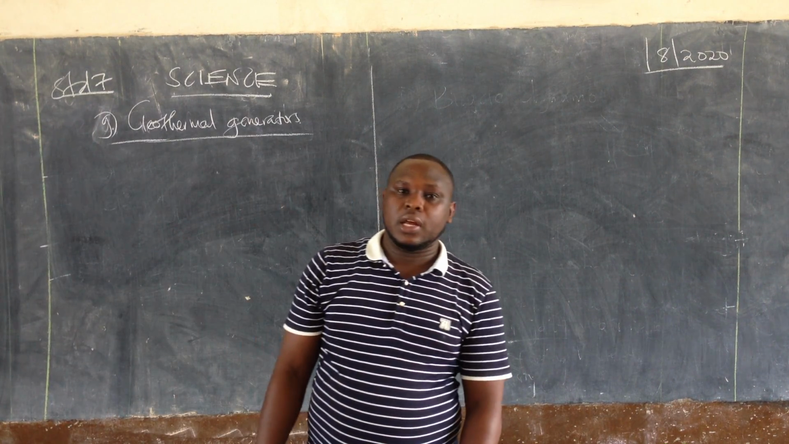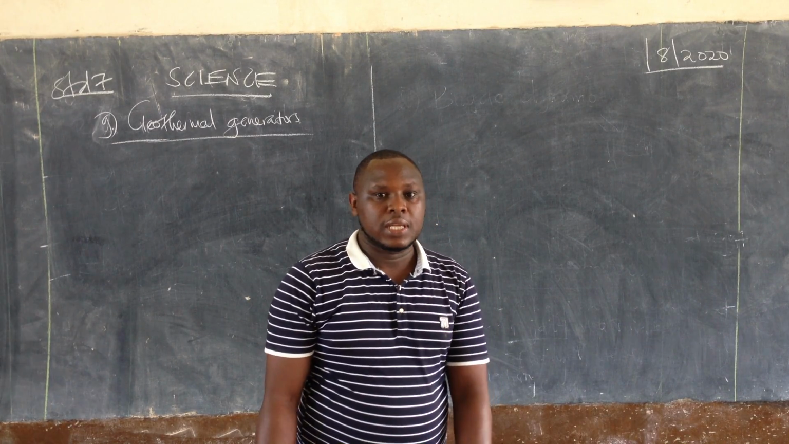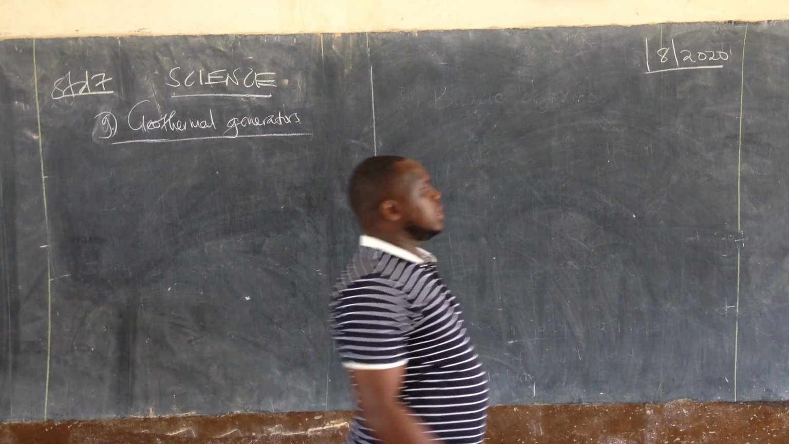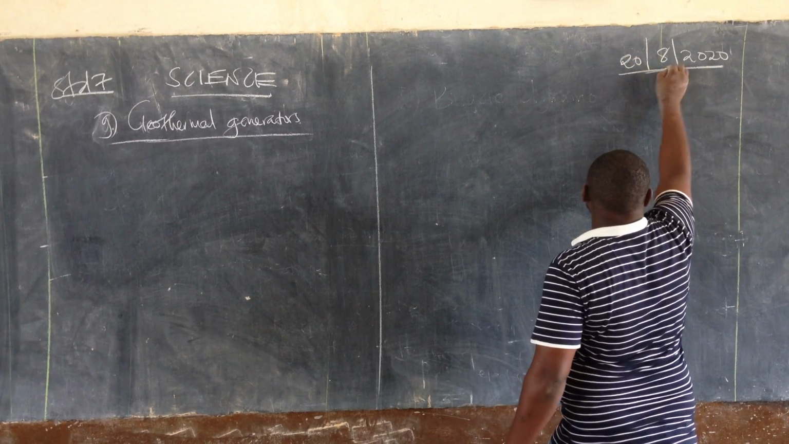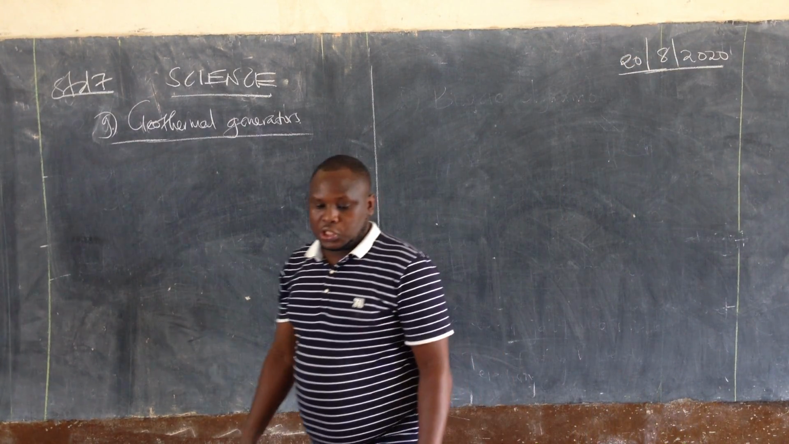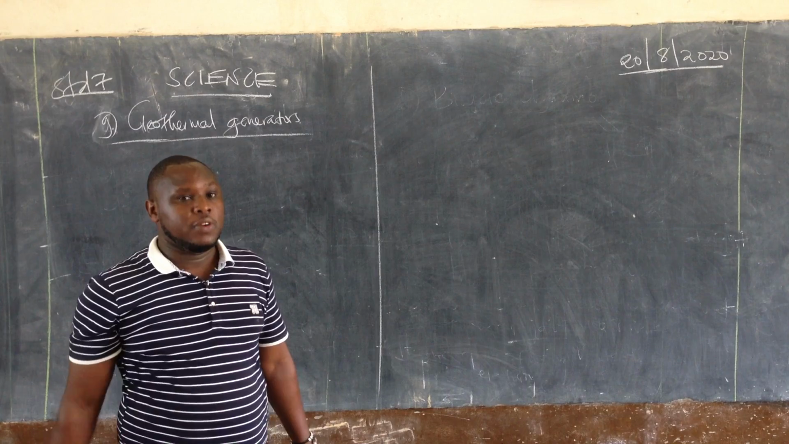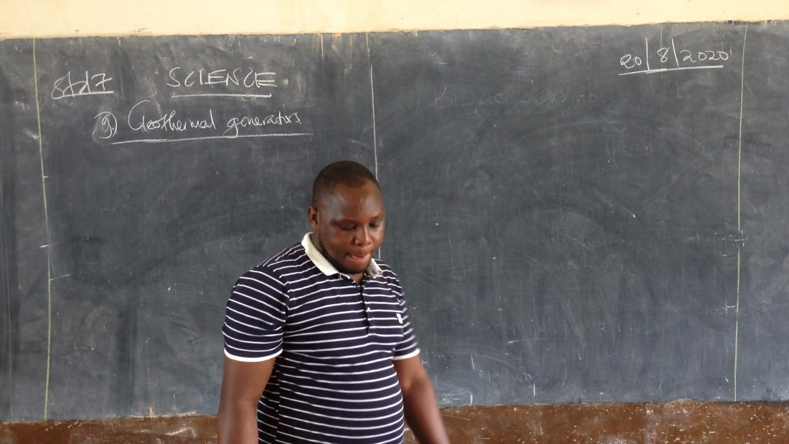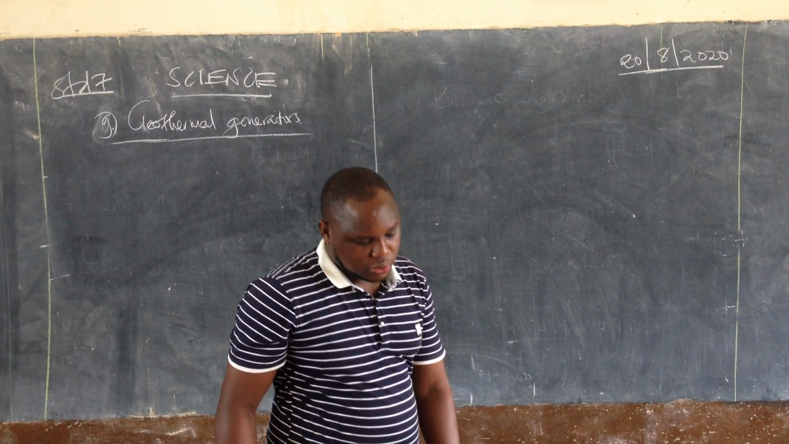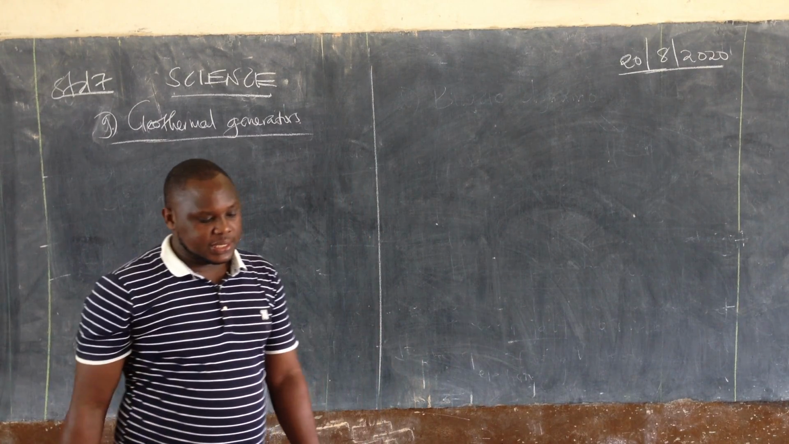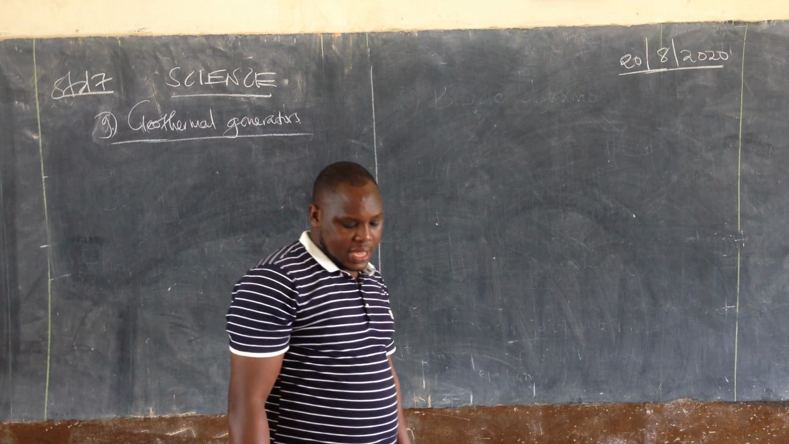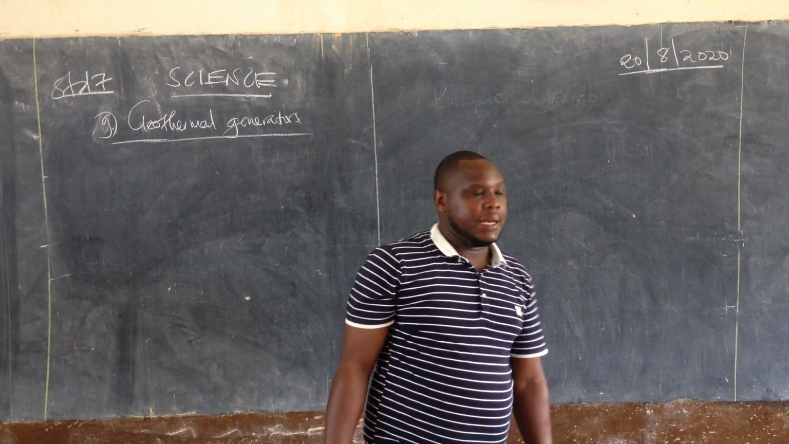So good morning learners and welcome to today's science lesson, the 20th of August. Now we're going to continue with the remaining three sources of current electricity. That is, I told you about generators, the geothermal generators, the wind-driven turbines, and the solar energy panels.